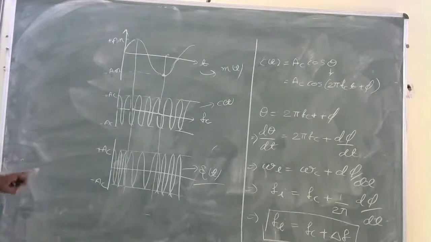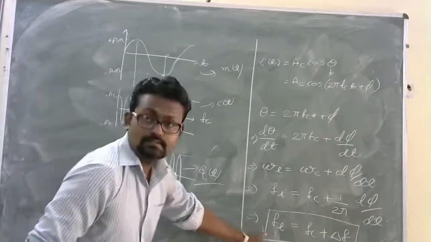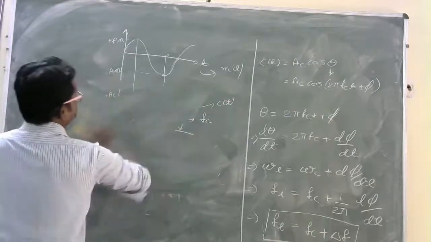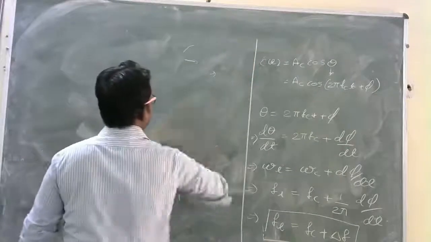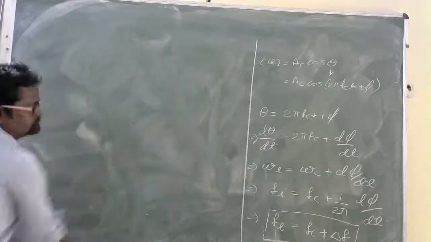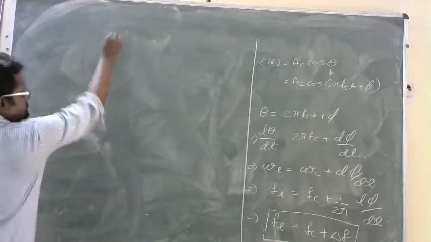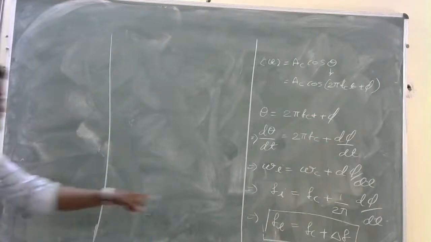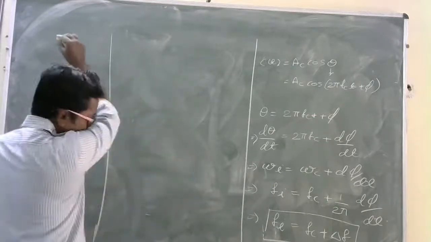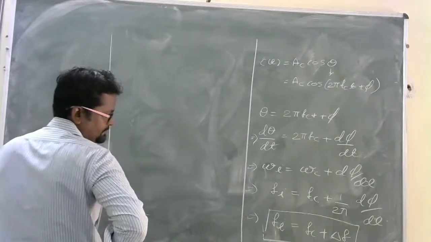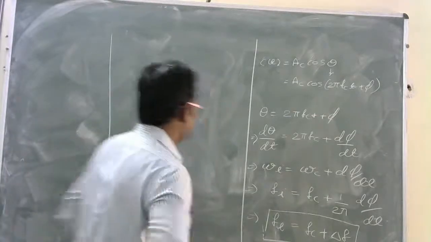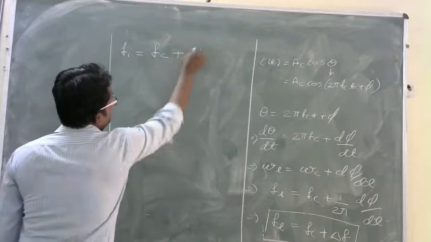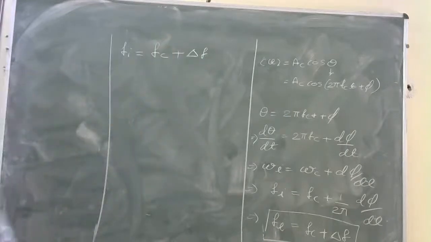Did you understand up to here? Note this down: Fi equals Fc plus del F. Okay, check. So we can write Fi equals Fc plus del F. No doubt. First look here.